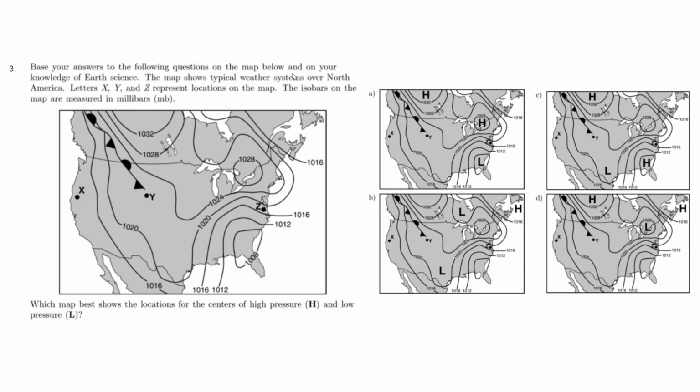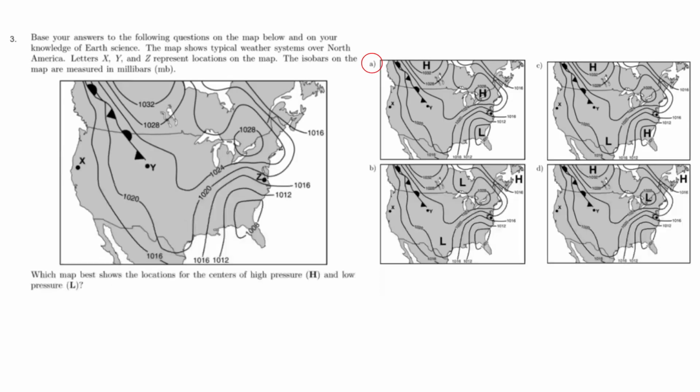Base your answers to the following questions on the map below and on your knowledge of Earth science. The map shows typical weather systems over North America. Letters X, Y, and Z represent locations on the map. The isobars on the map are measured in millibars. Which map best shows the locations for centers of high pressure and low pressure? Choose one. The correct answer is A.